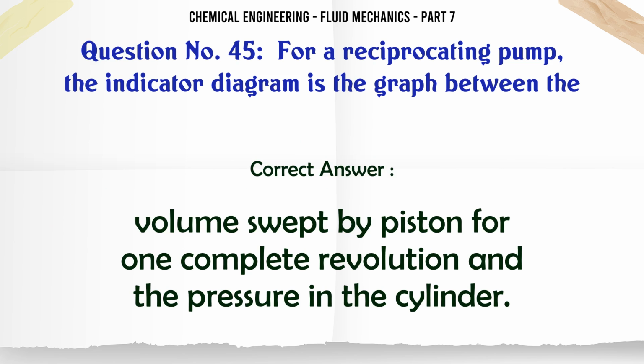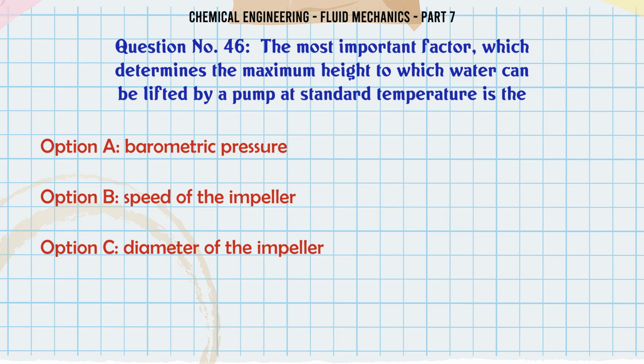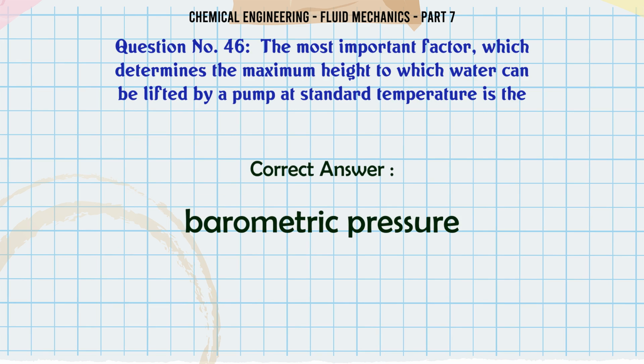The most important factor which determines the maximum height to which water can be lifted by a pump at standard temperature is the A. Barometric pressure, B. Speed of the impeller, C. Diameter of the impeller, D. Both B and C. The correct answer is barometric pressure.